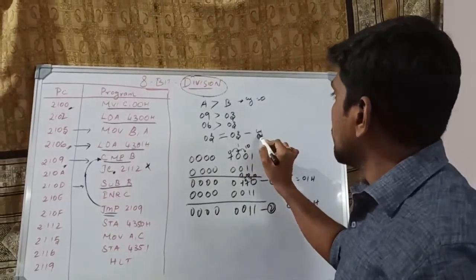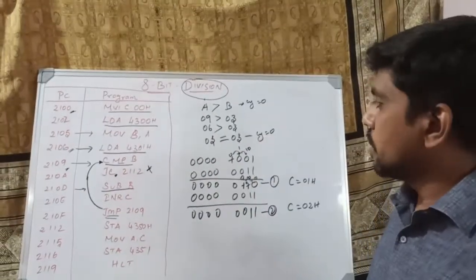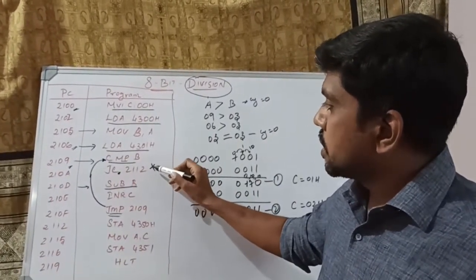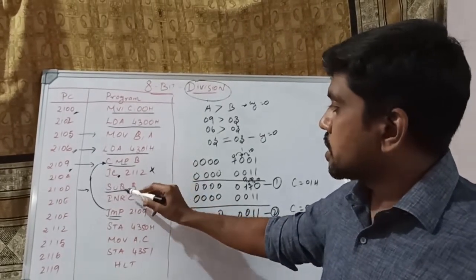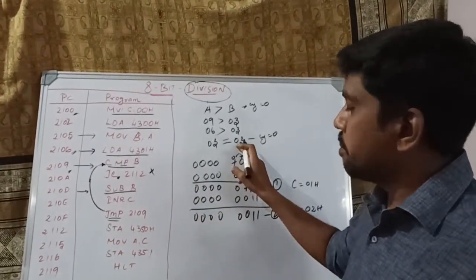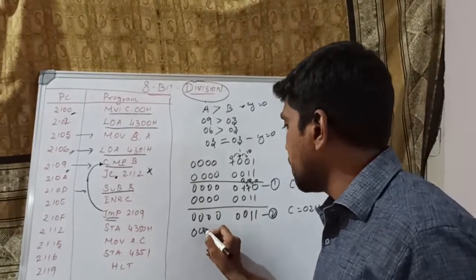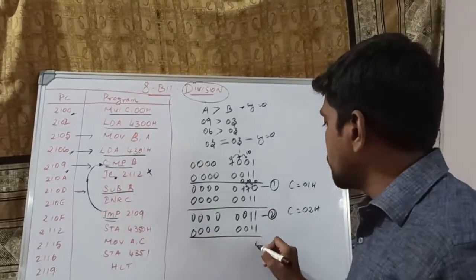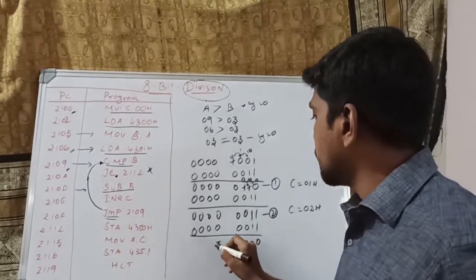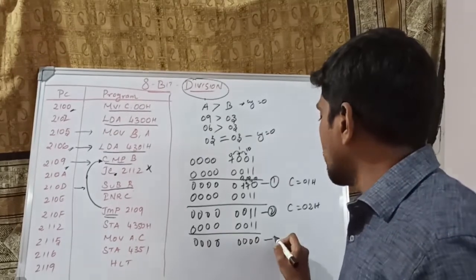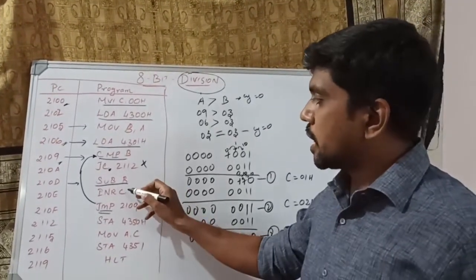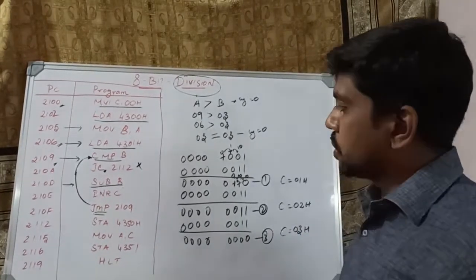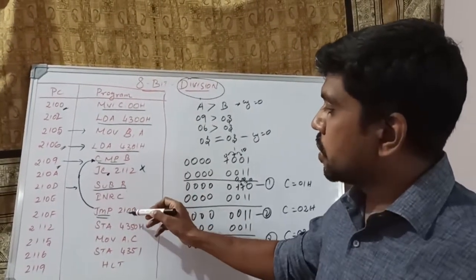So here also the carry value is 0. So this condition is false. Execute the next instruction, subtract B. Now subtract the B value from the A value. Subtracting the two values gives 0, 0, 0, 0, 0, 0, 0, 0. The third iteration is over. Then increment C. Increment the C register value to 03H. Now go to the jump location.